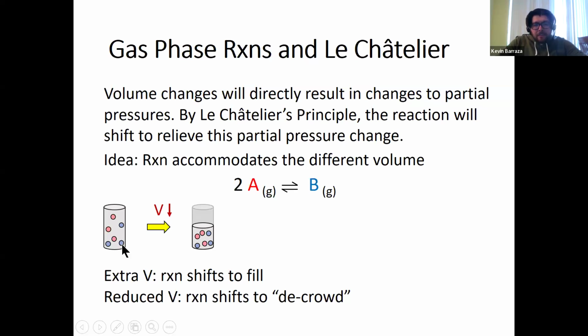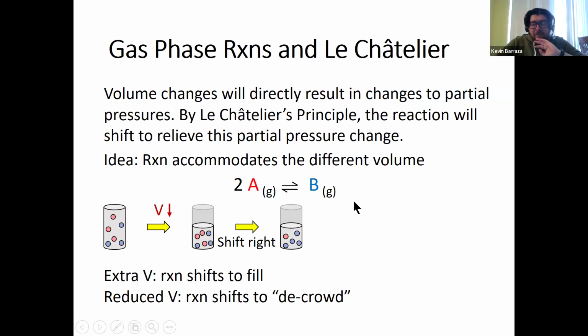So we have a piston that has a reaction, two A's make a B, and perhaps we push down to make the volume smaller. How will the reaction respond to that? So I now have made my particles a lot more crowded. The reaction will try to shift to get rid of this issue. All of the partial pressures have now increased a little bit as a result. So the way that we reduce that is to try to get rid of some gas particles. If I get rid of some particles, it'll be less crowded.